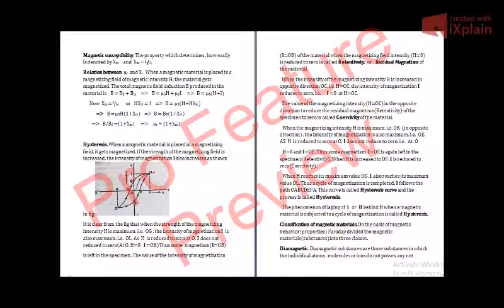So retentivity will also be different in different materials. Some magnetic materials will retain magnetism for a long time, or will retain maximum magnetism. Some will retain less magnetism, but doesn't matter in how much time they will lose their magnetism. So retentivity of the material can be different, coercivity of the material can be different. Now, when the magnetizing intensity H is maximum, that is okay.